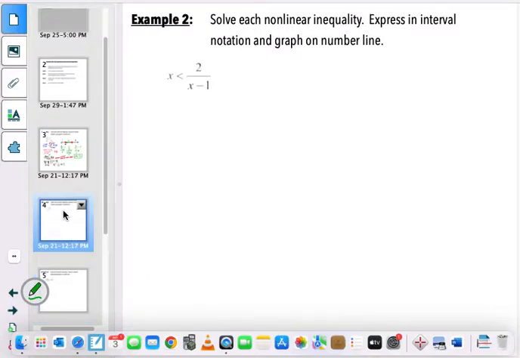So our second problem here, x is less than 2 over x minus 1. Again, it's a nonlinear inequality. This one happens to be a rational one here because you've got an x down in the denominator. So let's bring everything over on one side and set it equal to 0. So I'm going to subtract 2 over x minus 1.